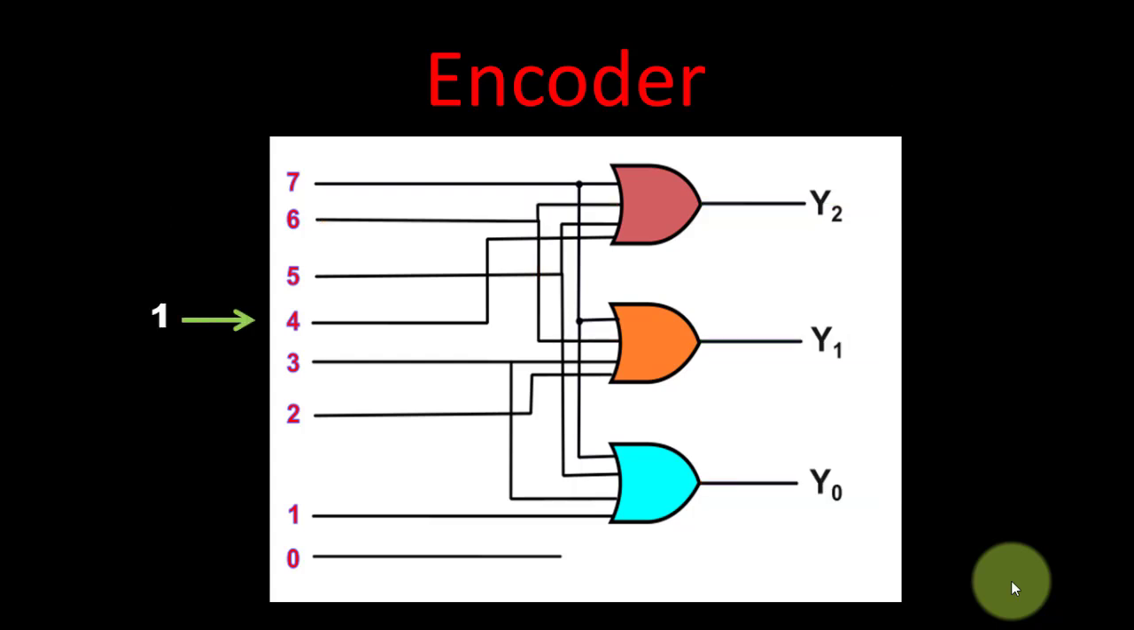Then the last example, let us take this 4. If we pull up this 4 as 1, only the upper gate will become 1, because this 4 is only connected to the upper OR gate, and the lower 2 gates are not connected. So the output will be 1 0 0, and the code for 4 is 1 0 0. This is true for all the other inputs as well.